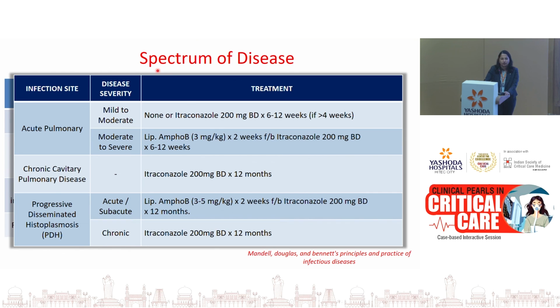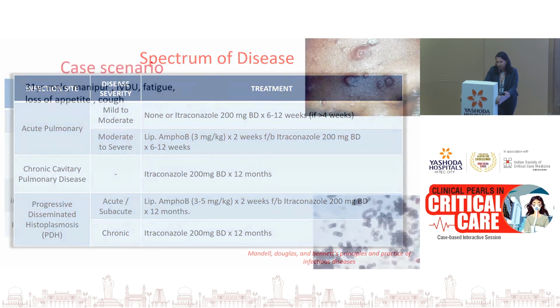Progressive disease needs to be definitely given amphotericin B, followed by itraconazole, and the duration of treatment is about 12 months.